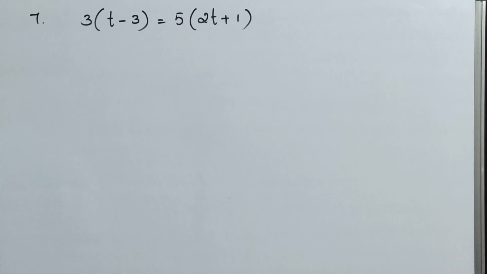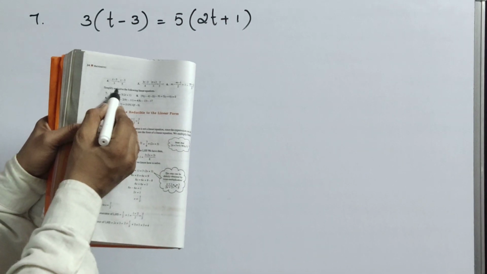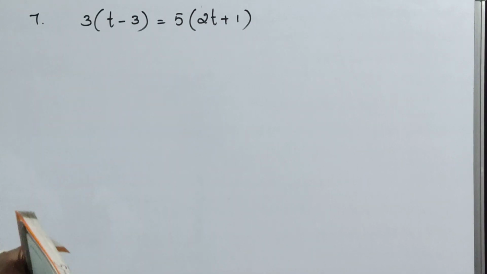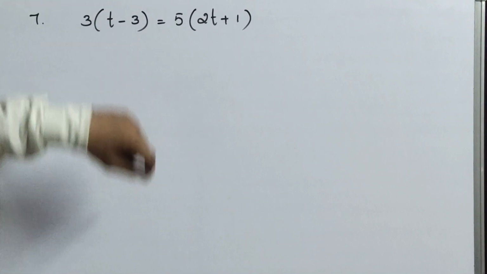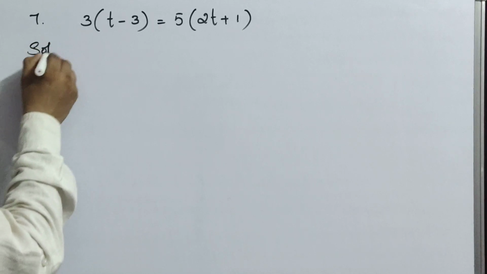Okay children, here 7th question no? In 7th question, before that he gave one question to us. Simplify and solve the following linear equation. That means first we have to simplify this, then we have to solve. Means how we have to check now.